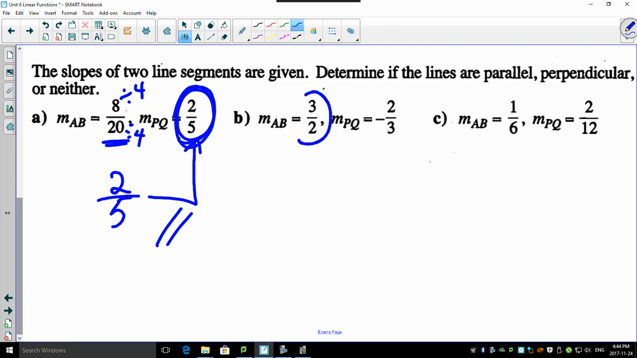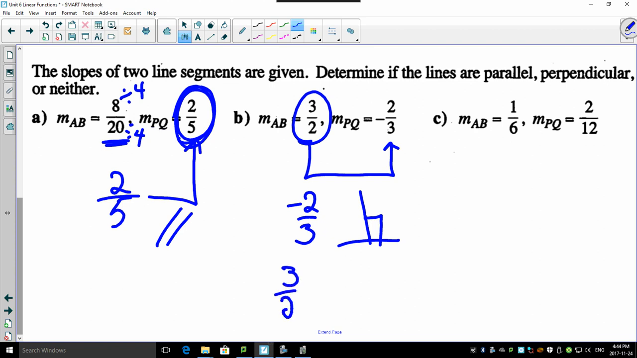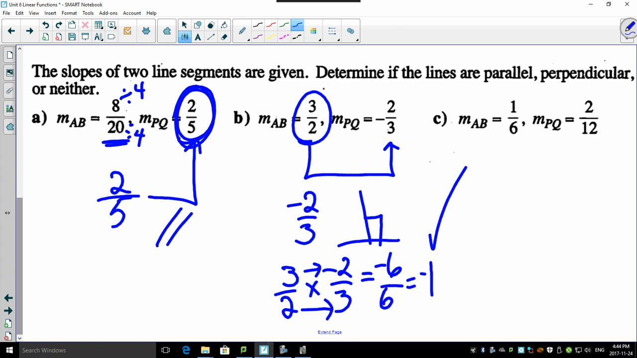Looking at this guy now. Look at this. 3 over 2 compared to that. Well, yes, it's flipped. And yes, it's negative. So these guys are in fact perpendicular. And if you're not sure, multiply the two slopes out. There's 3 over 2 times -2 over 3. If you multiply them out, you get -6 over 6, which is -1, which means perpendicular.